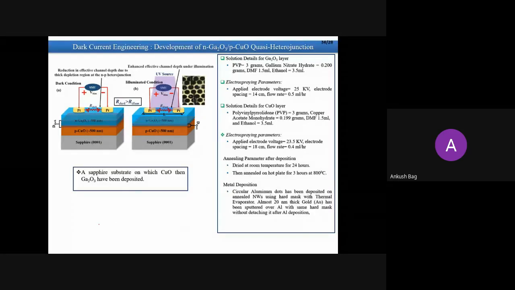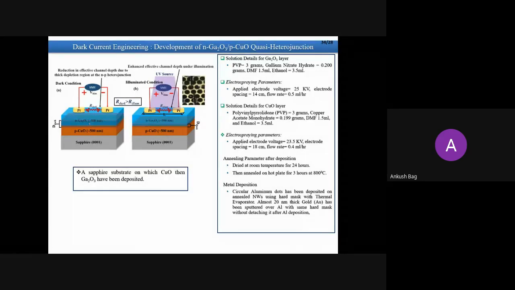See here, we have used this sapphire. This is the substrate. And on top of that, we have deposited P-type copper oxide. Copper oxide is intrinsically P-type, whereas your gallium oxide is intrinsically N-type. So on this P-type copper oxide, we have deposited this gallium oxide. And what is happening here is, due to this P-N junction, we'll have some depletion region. That depletion region will be at this interface.